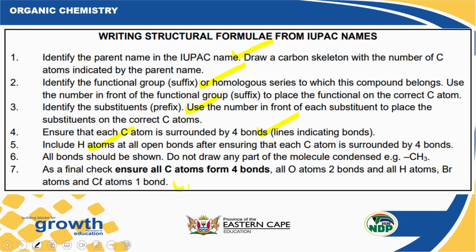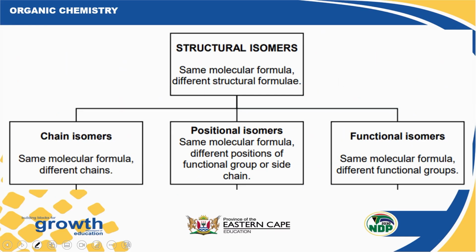Now, a learner should always ensure that all of that is checked. And obviously, for your oxygen, there must be 2 bonds around it. And for your hydrogen and all halogens, there is 1 bond that is attached to that. Now, we then go and talk about isomers.